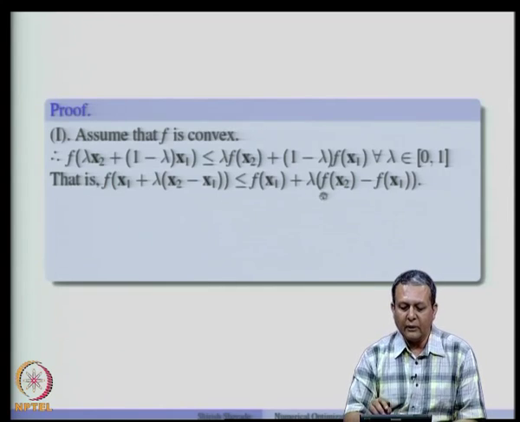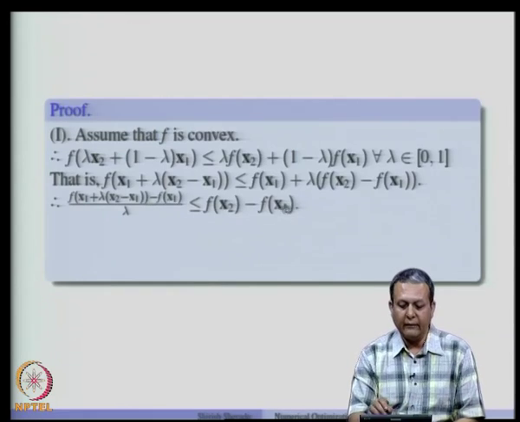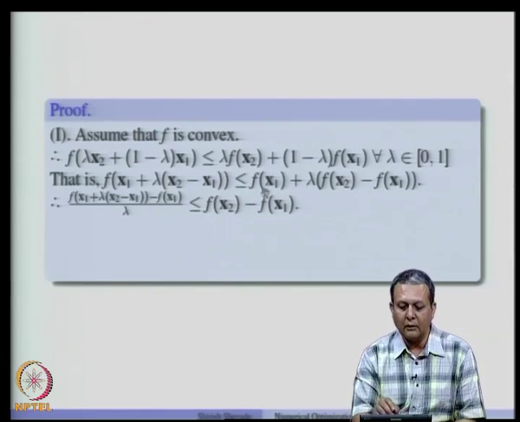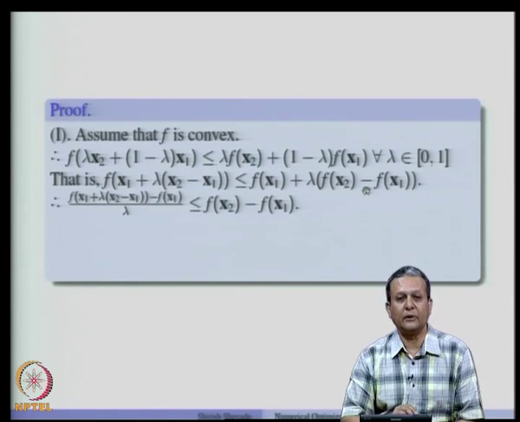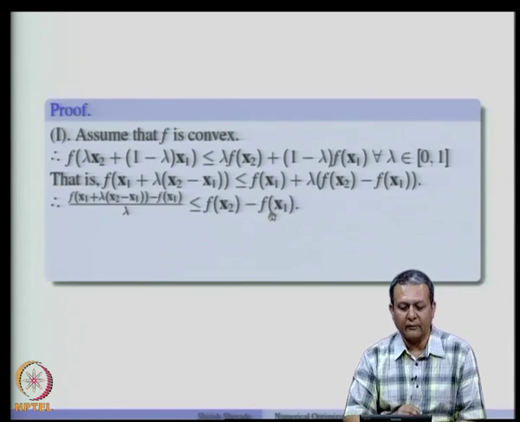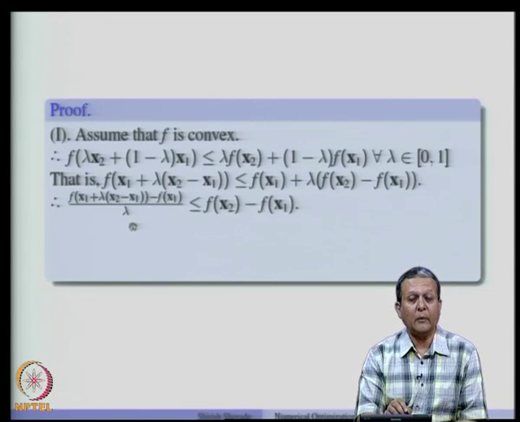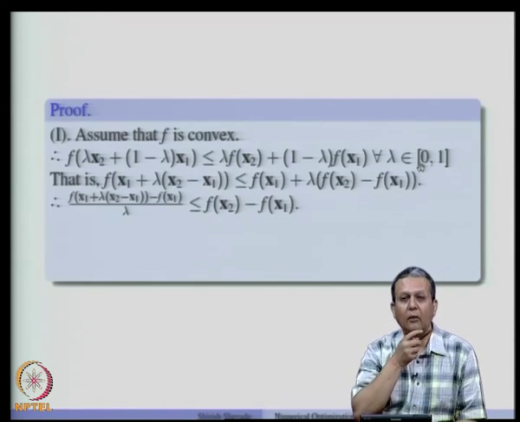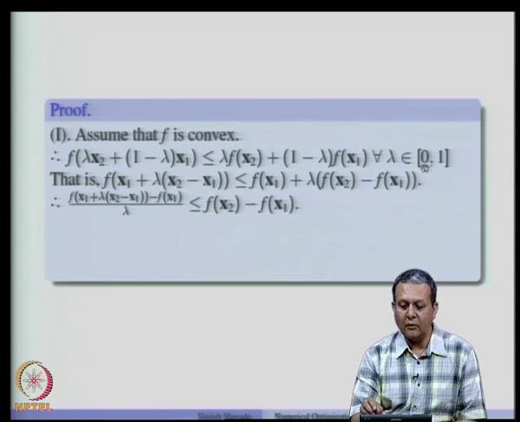Now, what we can do is bring this f(x1) to the left side and divide the whole expression by lambda, assuming that lambda is not equal to 0. So, we can do this and write (f(x1 plus lambda (x2 minus x1)) minus f(x1)) divided by lambda less than or equal to f(x2) minus f(x1). Remember that lambda is not 0, but lambda is in the half-open interval 0 to 1.